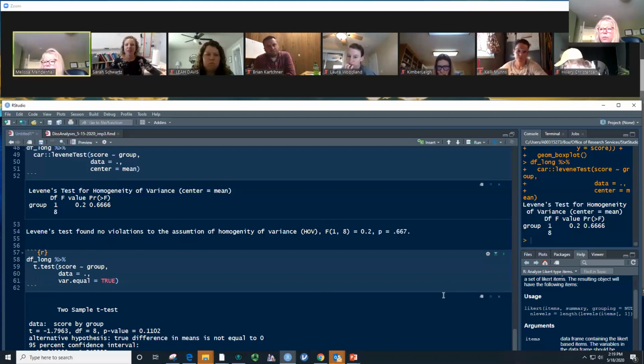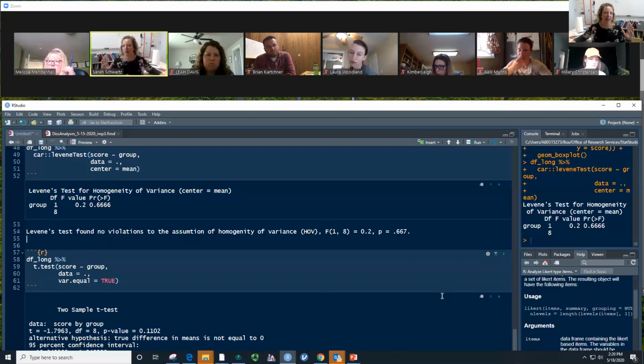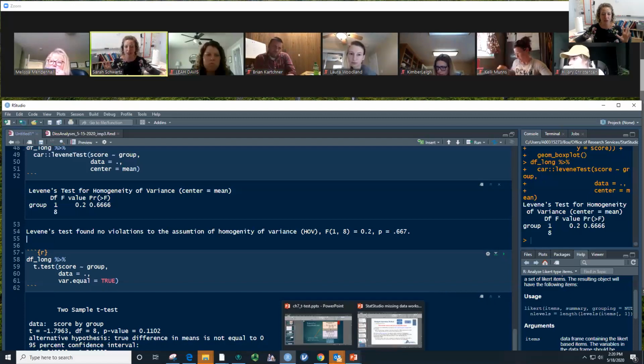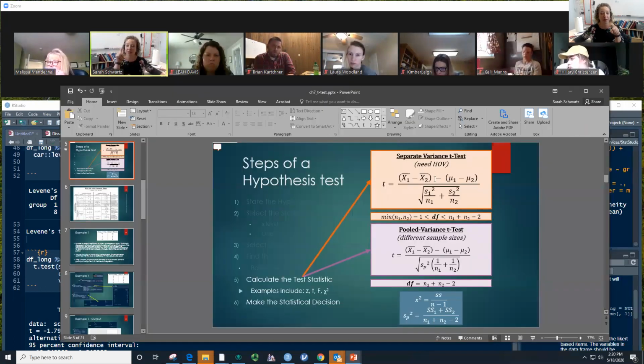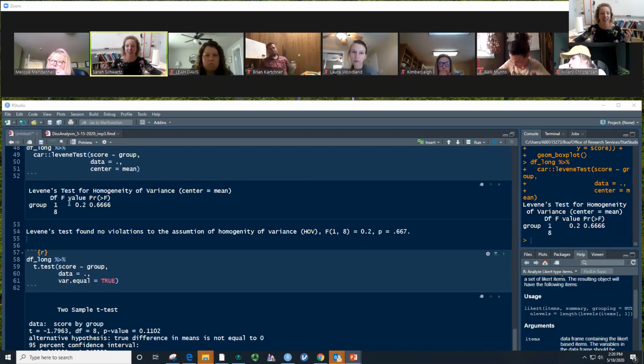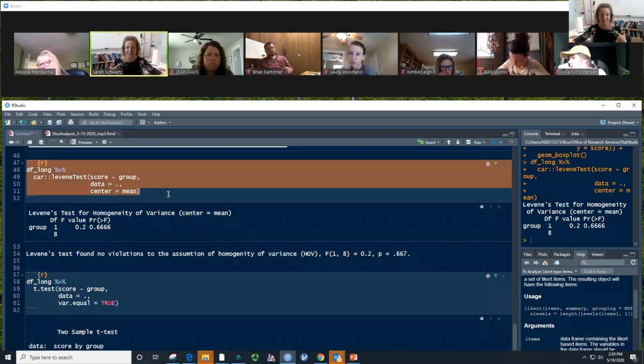So in our homework, we have to calculate it all out. You don't have to do Levene's test by hand. The book problems will tell you to do the separate variance test, or they'll say do the pooled variance test. They will tell you which one to do until you get to the point where you have your own data set. And when you have your own data set, you can run this to decide.